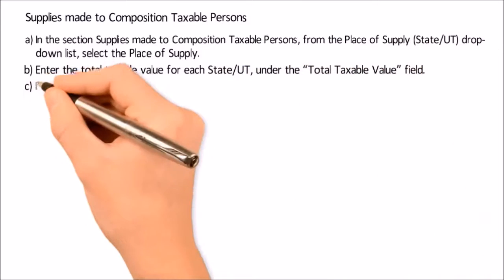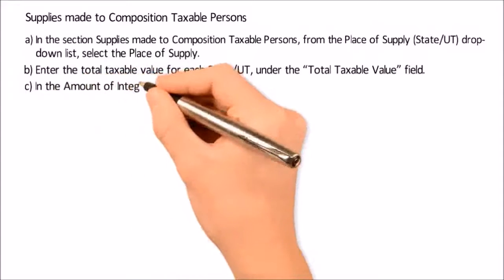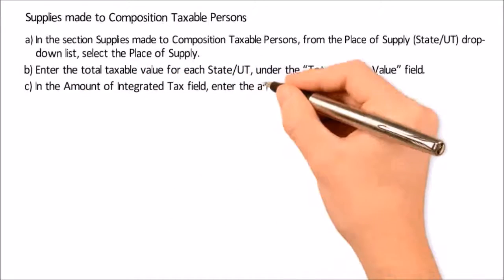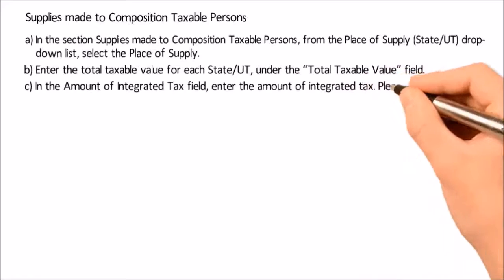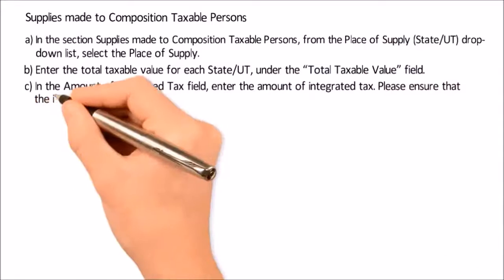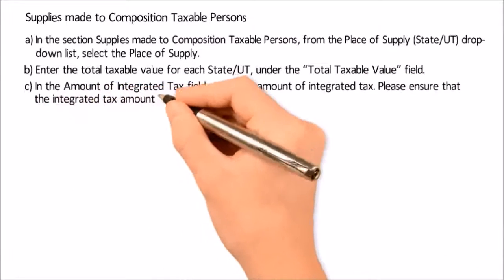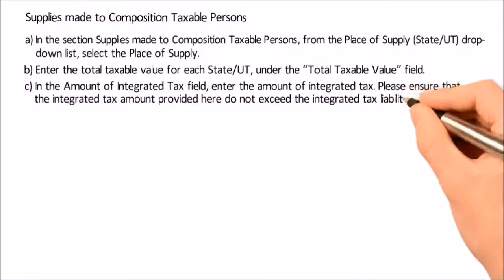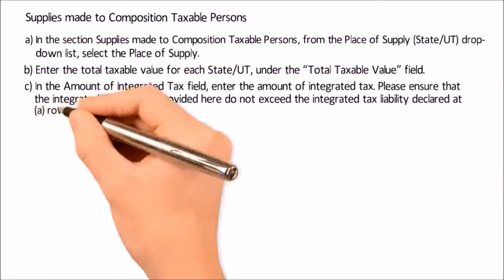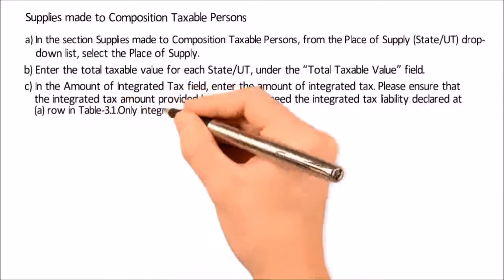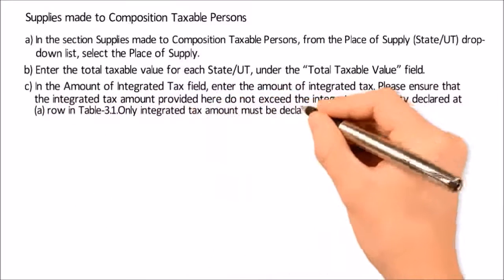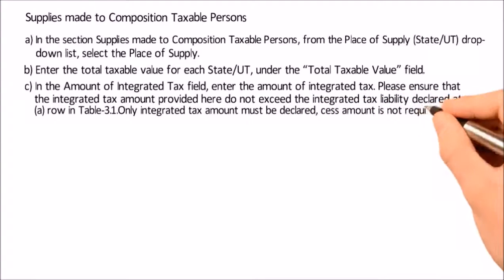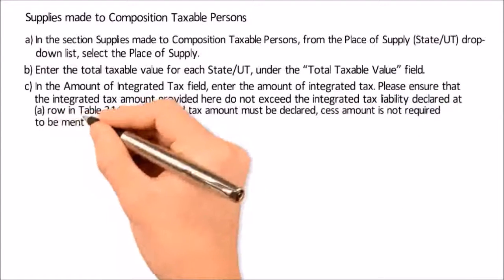C. In the amount of integrated tax field, enter the amount of integrated tax. Please ensure that the integrated tax amount provided here does not exceed the integrated tax liability declared at A. Row in Table 3.1. Only integrated tax amount must be declared, cess amount is not required to be mentioned.